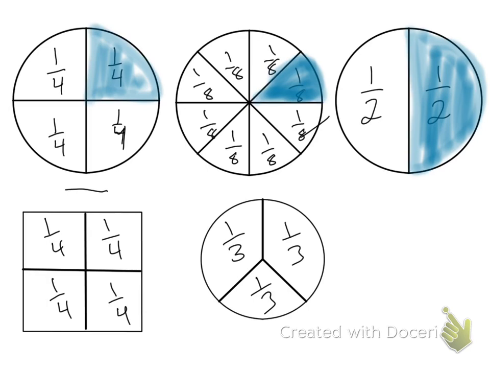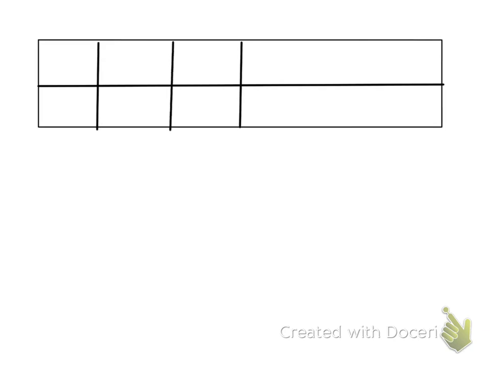Okay. What if I had a pizza, a long pizza, that was divided into 12 pieces? Okay, so I've got 12 pieces here. Well, that means that each piece would be 1/12 of the whole pizza.